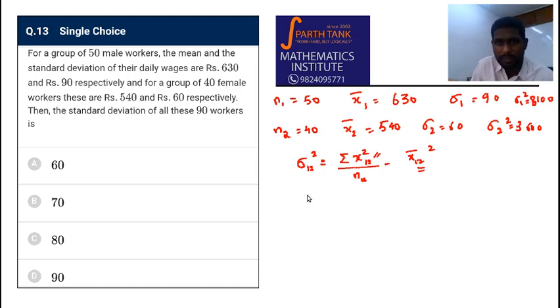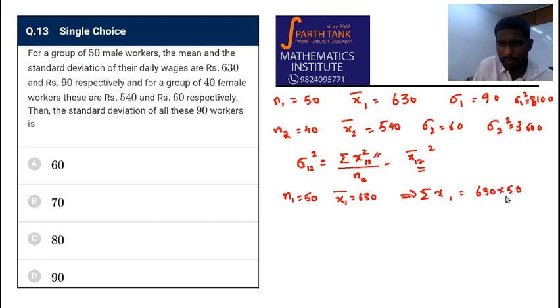So first let us find x bar of 1 and 2, the common mean, the total mean. For the first set, n1 is 50, x1 bar is 630. Therefore the summation of x for the first set is going to be 630 into 50. Let us keep it without multiplying big numbers. n2 is 40 and x bar 2 is 540.